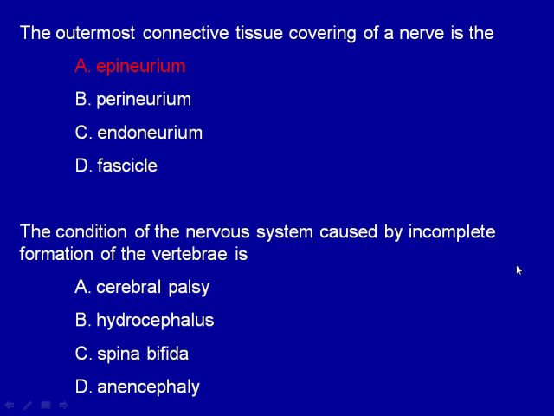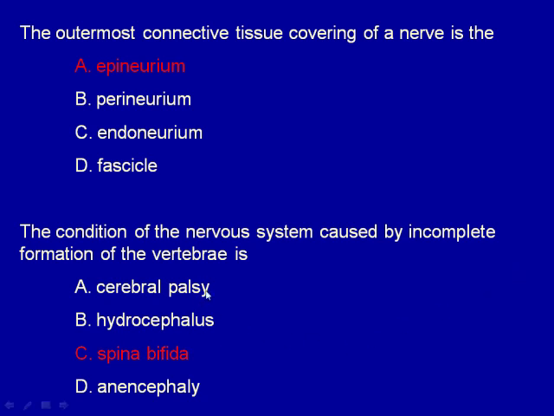The condition of the nervous system caused by incomplete formation of the vertebrae is cerebral palsy, hydrocephalus, spina bifida, or anencephaly. Spina bifida, that's the one where you can get the meningocele.